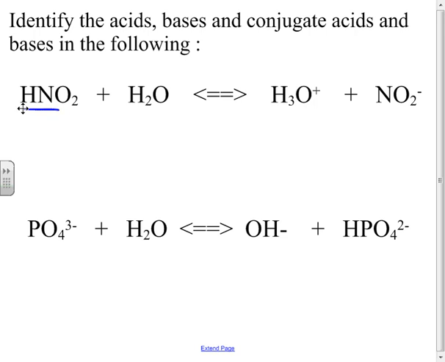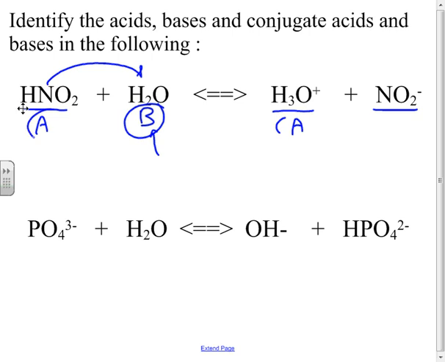Note here we have HNO2 on the reactant side. On the product side, we have only NO2, and so it's losing a hydrogen ion, and so it must therefore be the acid giving the hydrogen ion. The H2O therefore must be the base accepting the hydrogen ion, and when we see H3O, that indicates that the water has gained a hydrogen ion. Likewise, when the base accepts the hydrogen ion, it becomes the conjugate acid. When the acid gives up the hydrogen ion, it becomes the conjugate base.